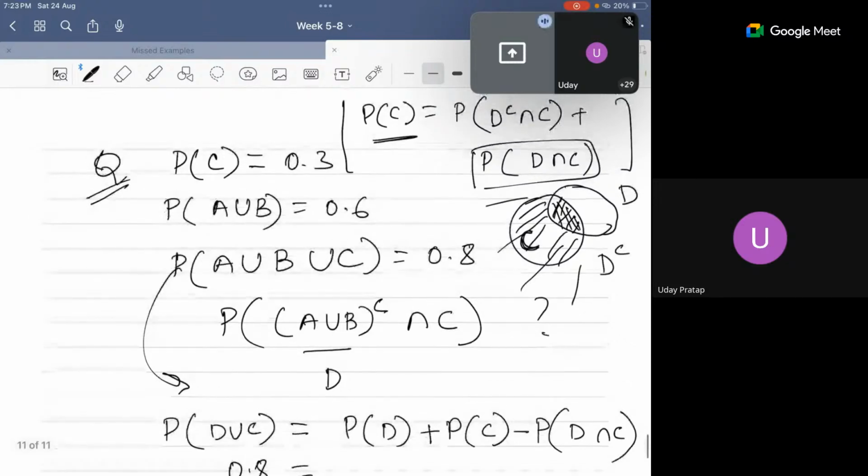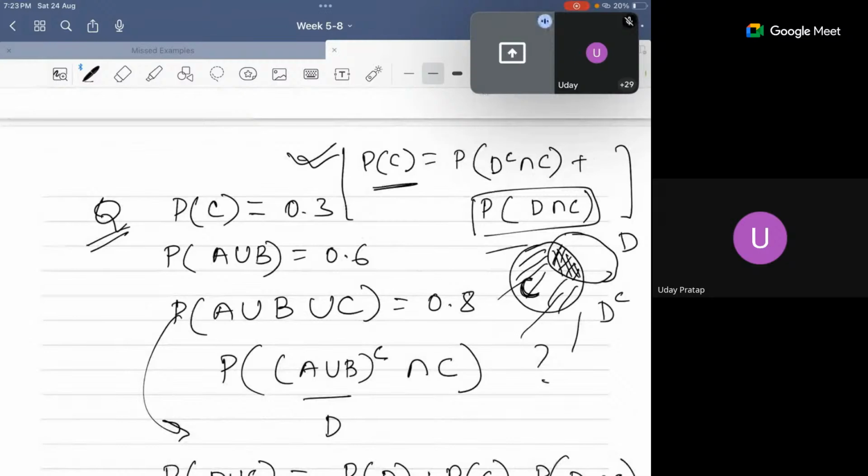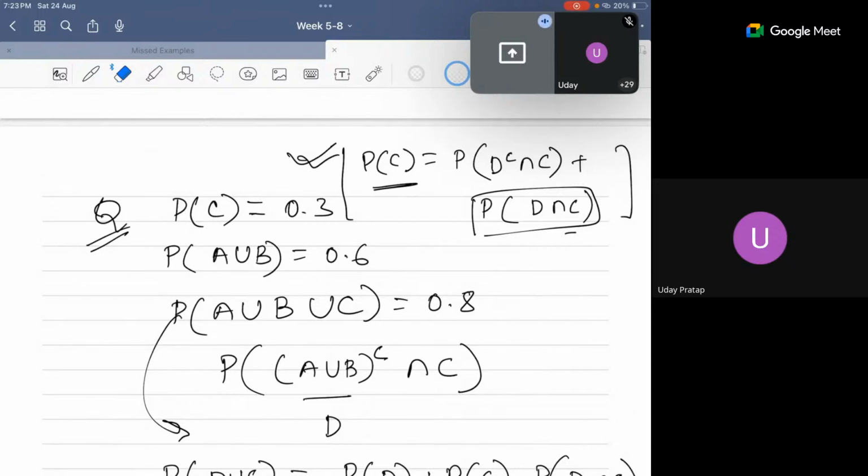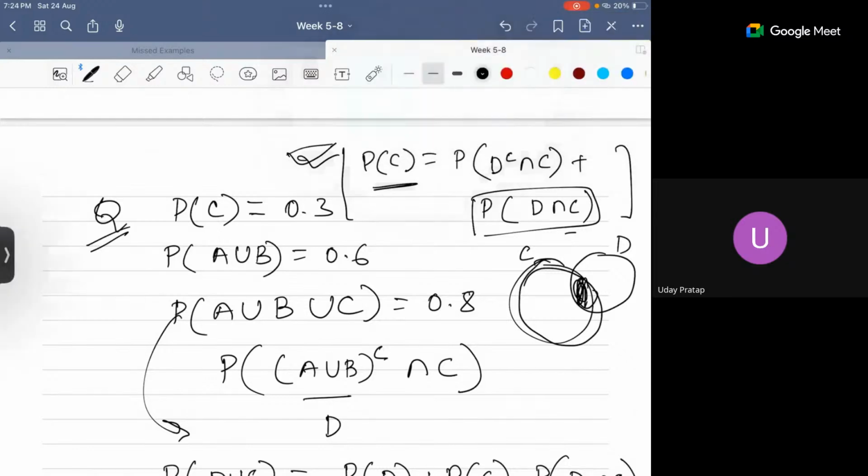Is this formula clear to everyone? How we are writing the probability of C equals the probability of D complement intersection C, plus D intersection C. I just drew this Venn diagram, so I'll repeat it. If you have some event C and the other event is D, this is C and this is D. If you have to write the complete value of C, how can you write it? This area plus D complement intersection C.